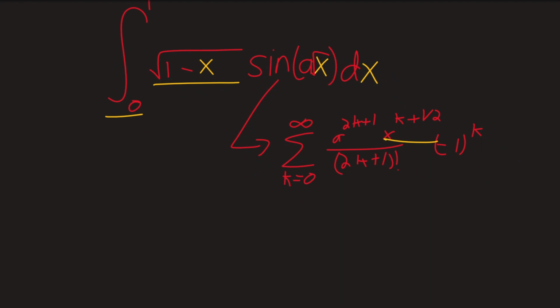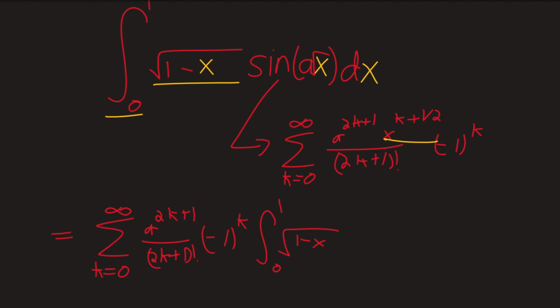So in general, what we're going to have is the sum from k equals 0 to infinity. I don't think I'll write the bounds for the sum anymore. It's always going to be from 0 to infinity from now on. But what we have is a to the 2k plus 1 divided by 2k plus 1 factorial times negative 1 to the k, of course, that is all of our terms, times the integral from 0 to 1 of square root of 1 minus x times x to the k plus 1/2 dx.